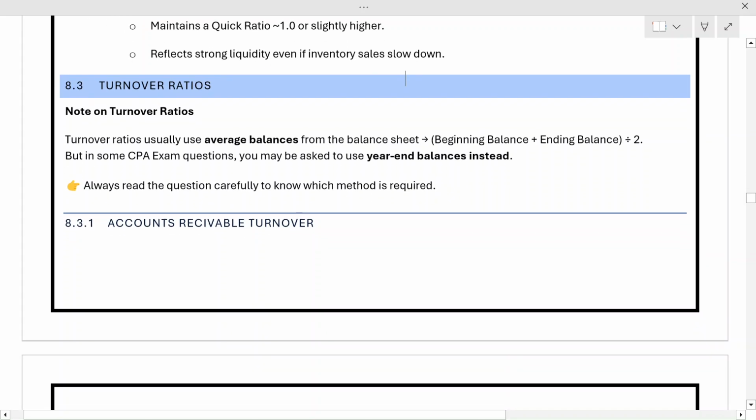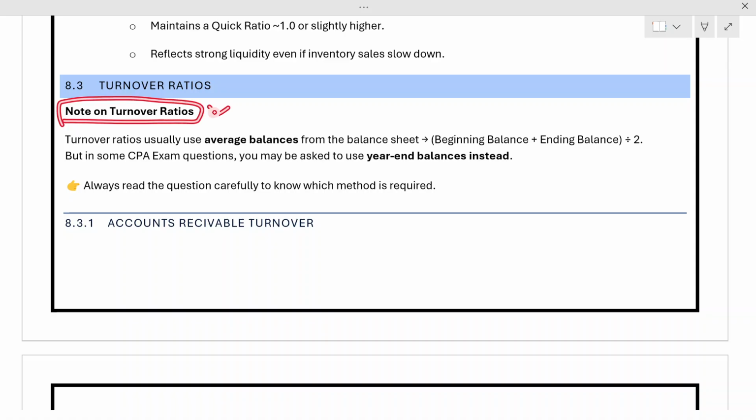Okay. Now let's try to understand the turnover ratios. Basically, turnover means the sales ratio. Everything is related either to sales or to cost of goods sold, because this is totally related to sales. Now there is an important note for turnover ratios: in the examples, and in the exam as well, we use the average balances.